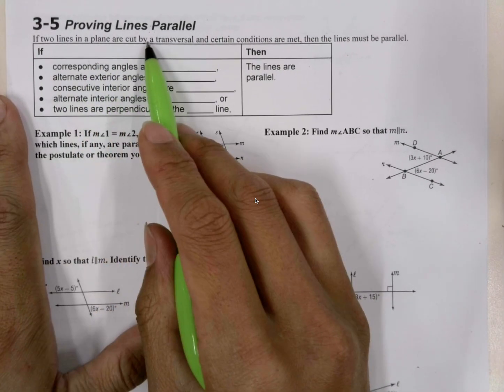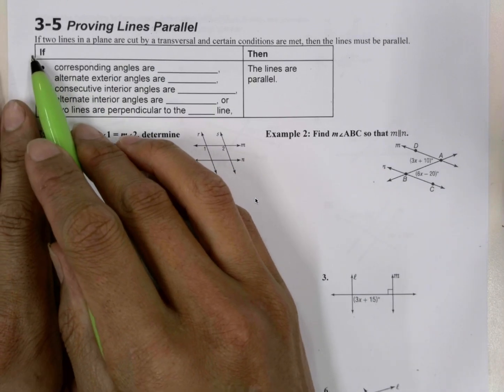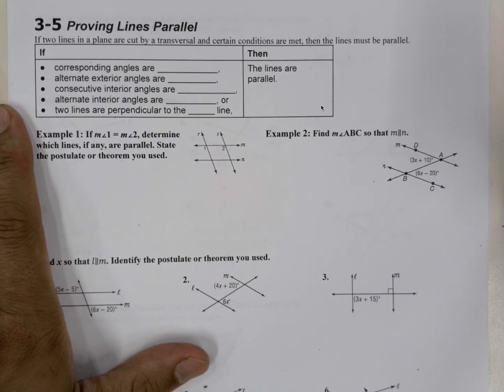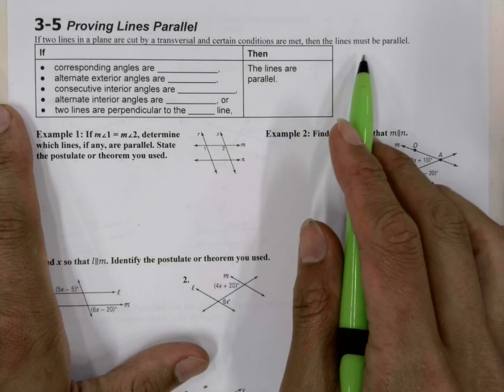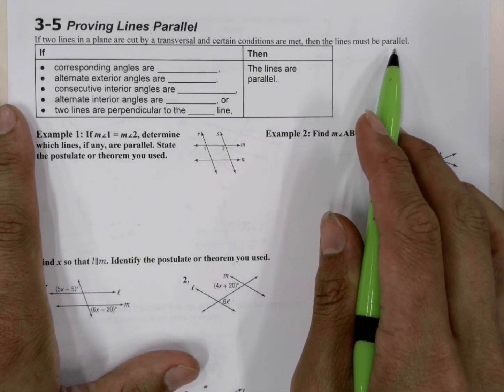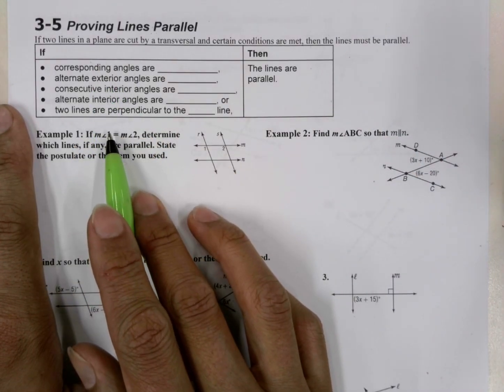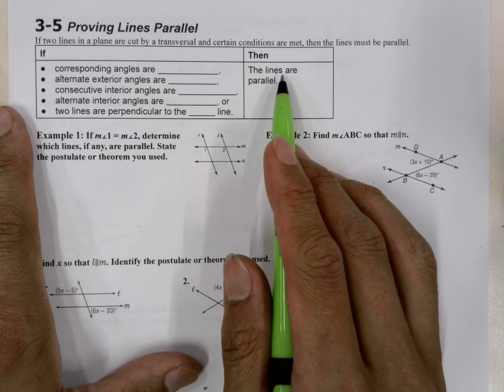3.5 is proving lines are parallel. And if two lines in a plane are cut by a transversal and certain conditions are met, then the lines must be parallel. And what are the conditions that are met? Well, if any of these conditions are met, then we could say that the lines are parallel.